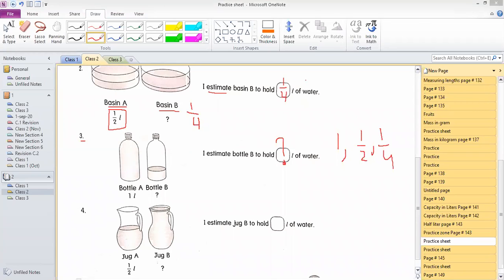Yes, Sharif. Can you estimate how much water is there in bottle B? How much liquid is there in bottle B? Look, bottle A is full, and here it is written 1 liter. And look, I think it's half a liter.